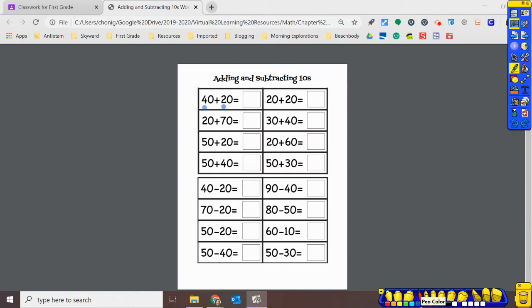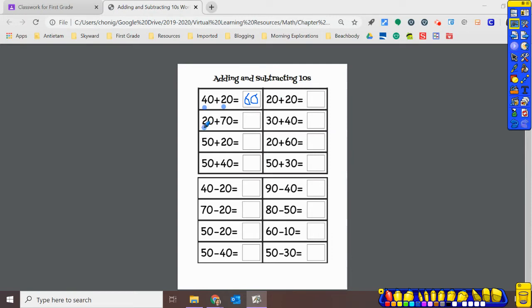Well, let's use our count on strategy. Hold up your fist and say 4, and then let's count up 2. 4, 5, 6. So our first number that we're going to write in for our answer is the number 6. But I can't just say that 40 plus 20 equals 6. That doesn't make any sense. I have to remember that I need to add the 0 onto the end to make it 60. Okay, let's try another one.